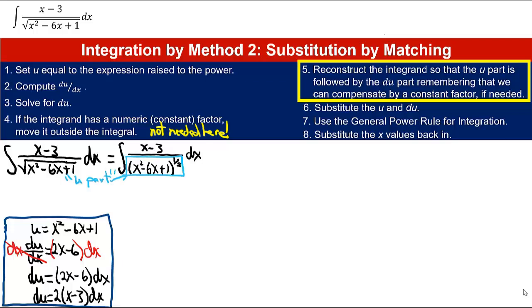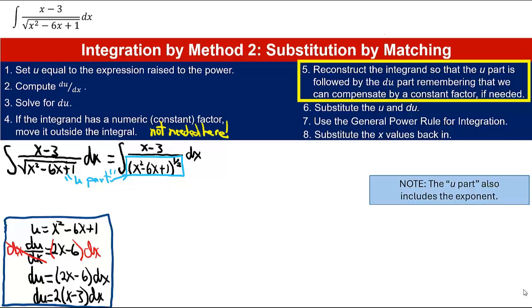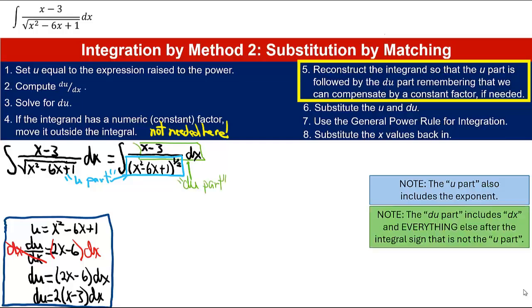So the u part is the part associated with what I called u, including the exponent. So u is the quantity x squared minus 6x plus 1, and since it's raised to the 1/2 power, I'm going to include the 1/2 power as part of what I'll call the u part of the integrand. Once you do that, the rest of the integrand, the x minus 3 in the numerator and the dx differential, will be part of the du. I'll call that the du part.